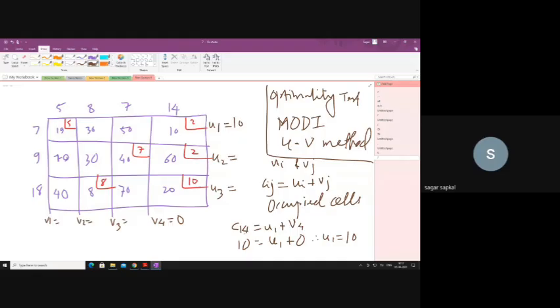Okay. Now we can consider the cost C24. C24 is equal to U2 plus V4. Am I right? Which implies 60 is equal to U2 plus 0. So U2 is equal to 60. Am I right? Are you getting this? Yes, sir.